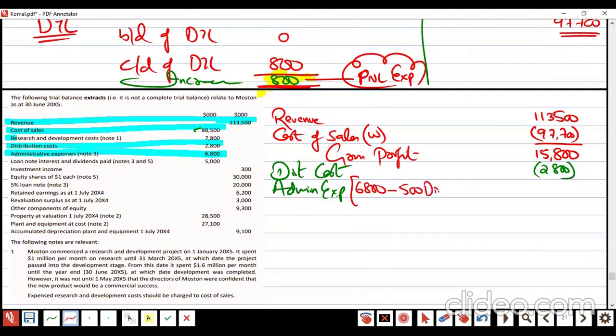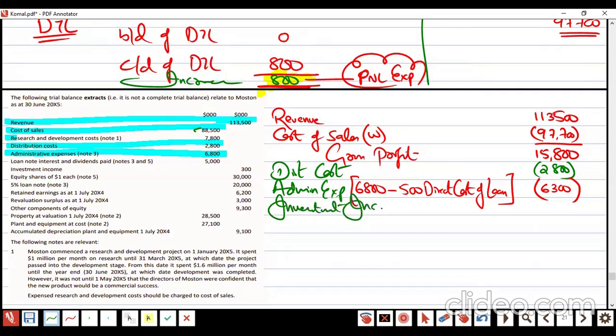This is the direct cost of loan, right? Which will need to be deducted from the loan itself, not from the admin. It's not an admin expense, it's a reduction in the liability. So how much is the amount now for the admin expense? 6,300.